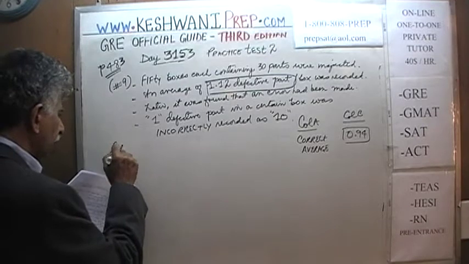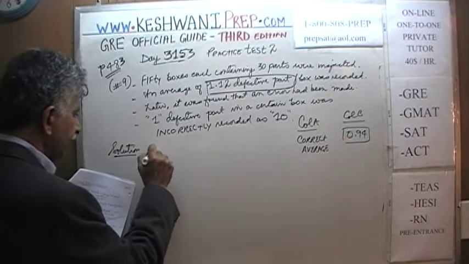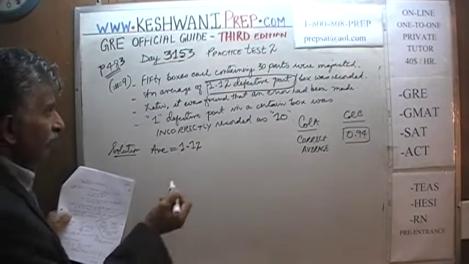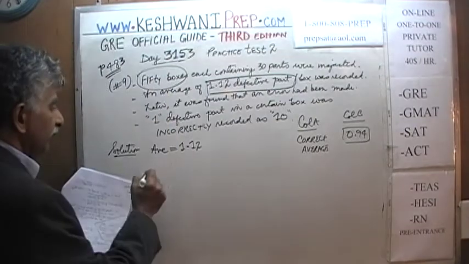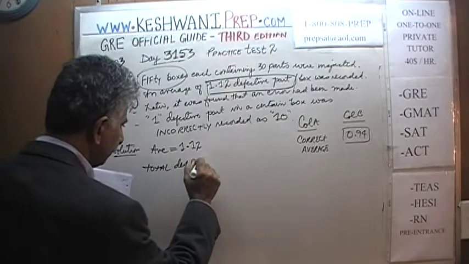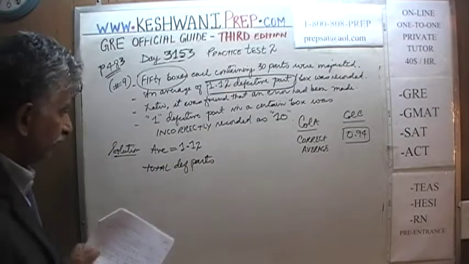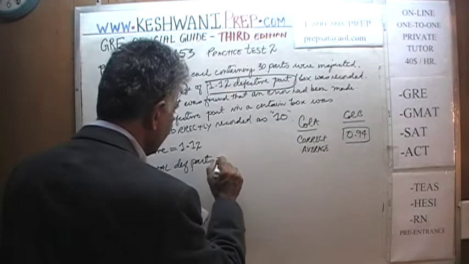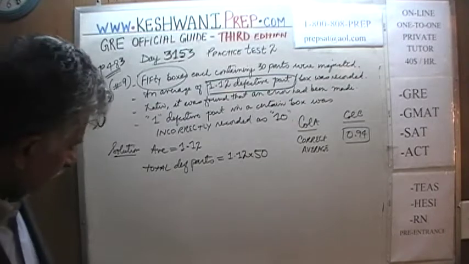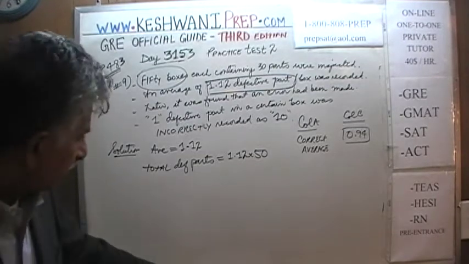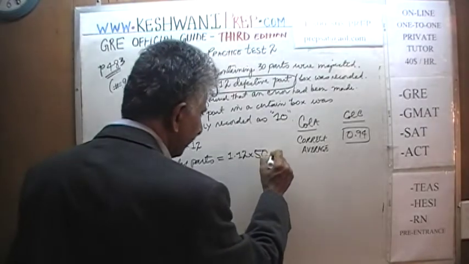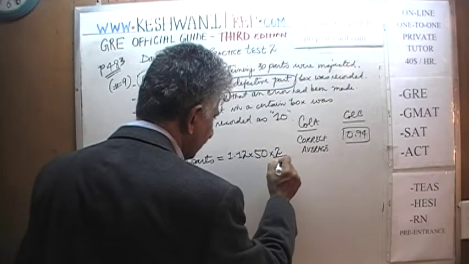So here's the solution. We know that the average that was recorded was 1.12. And therefore, since there were 50 boxes, the total number of defective parts that was recorded must have been 1.12 times 50. Let's find out what that is, shall we? Instead of doing 1.12 times 50, let's multiply this quantity by 100. It will be easier.